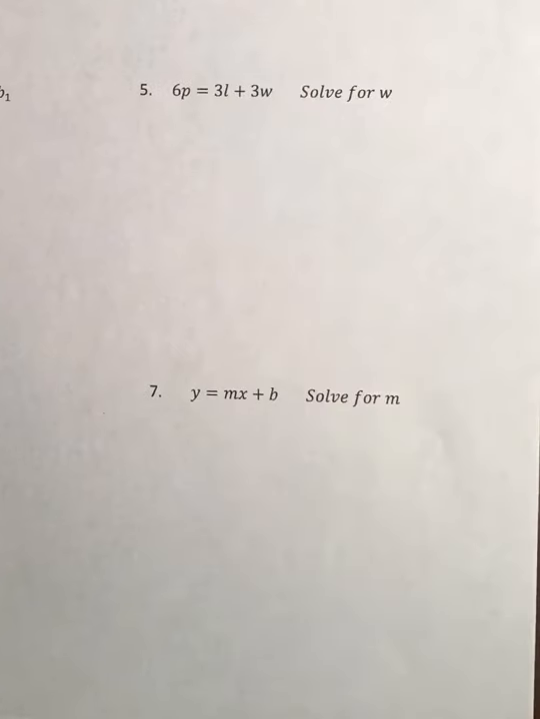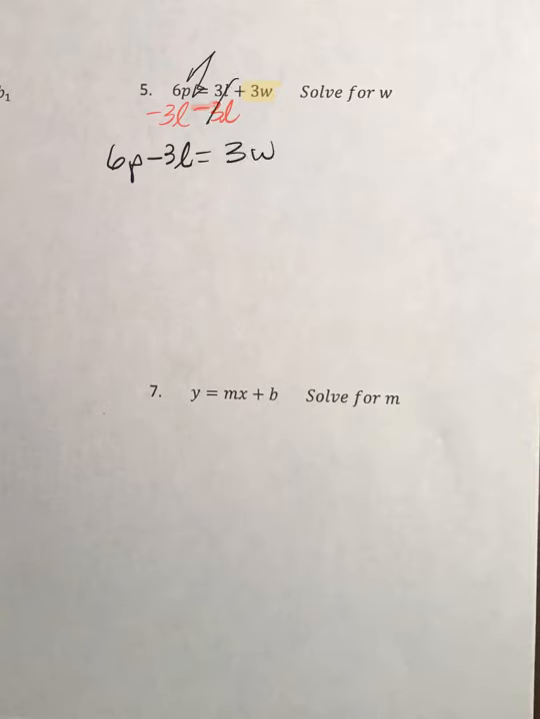In problem number 5, they want us to solve for w. So to solve for w means we want to isolate the term that has w in it. So we want to undo positive 3l by subtracting 3l. And these two terms are not like terms, so you cannot combine them. So on the left-hand side, we've got a 6p minus a 3l. On the right-hand side, we have just our 3w.